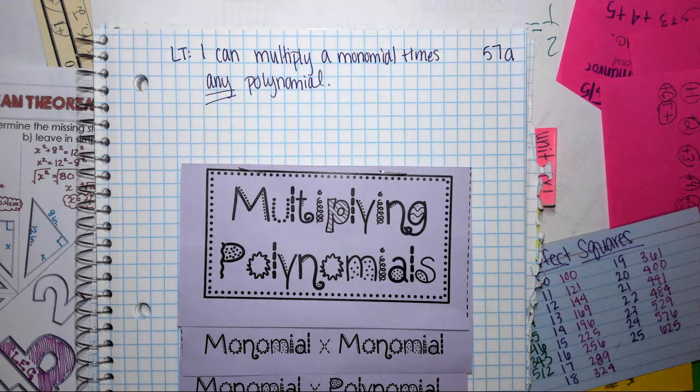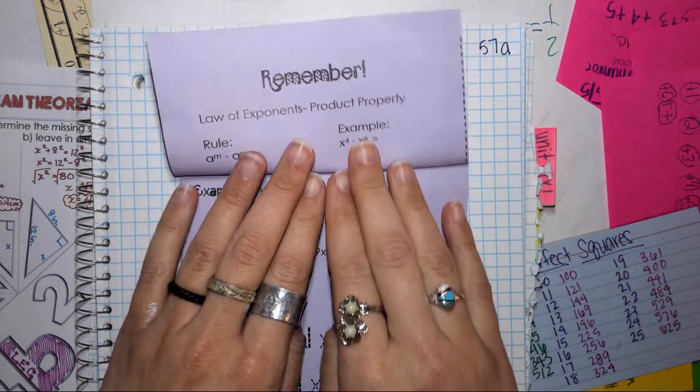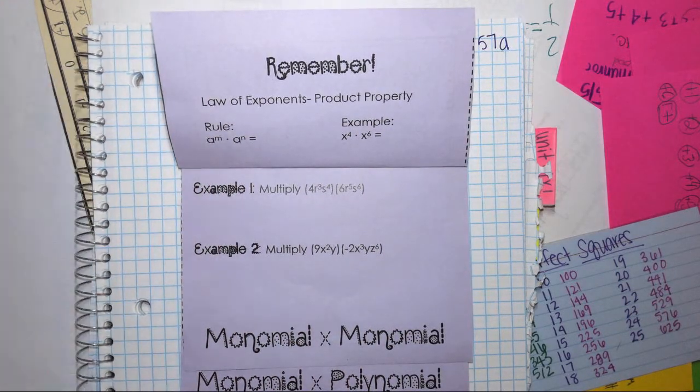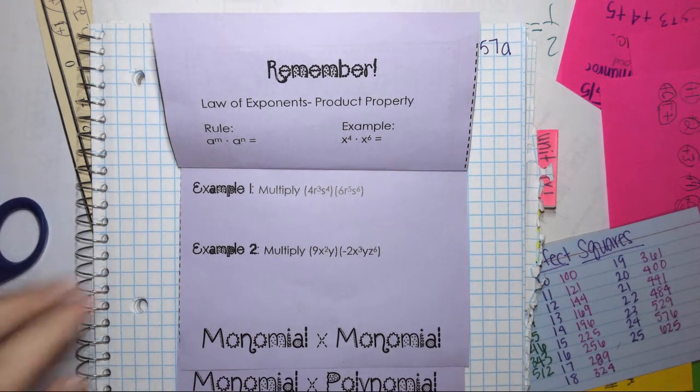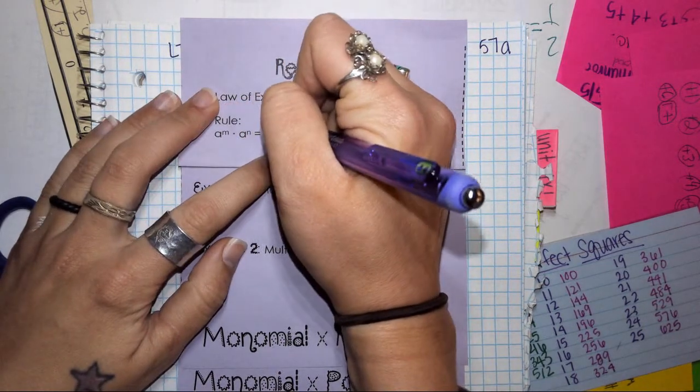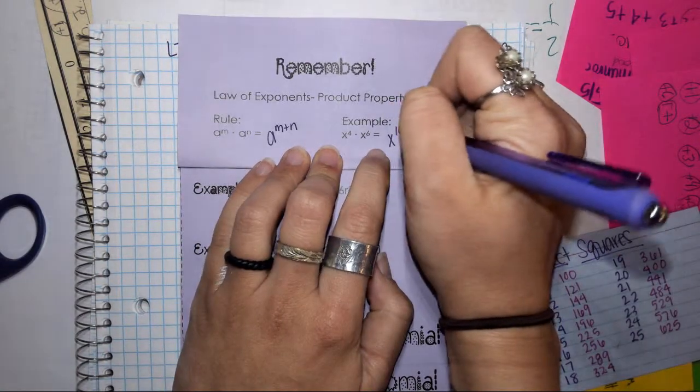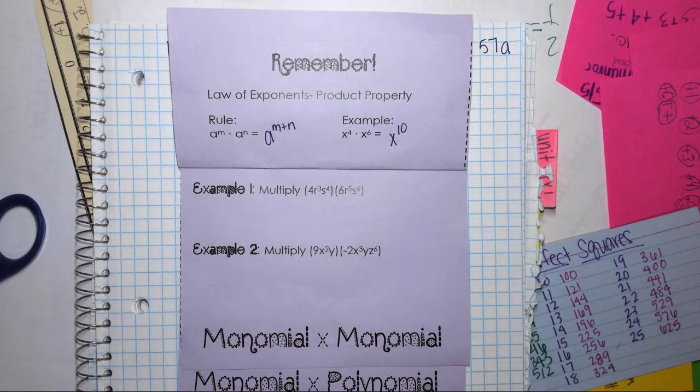So the first thing we're going to do is a monomial times a monomial, which we've done before. So go ahead and open that flap. And this is, remember, the law of exponents product property. The rule is when you multiply like bases, what do you do with the exponents? You add them. So for here, you would get a to the m plus n. Here, you would get x to the 10th, because remember, you just add those together.